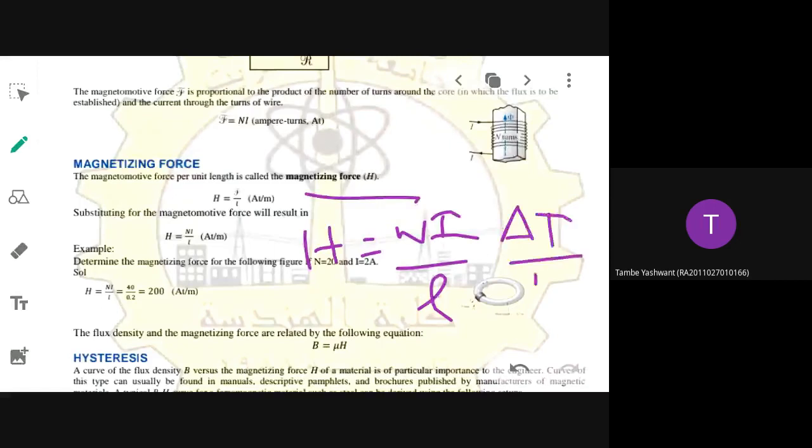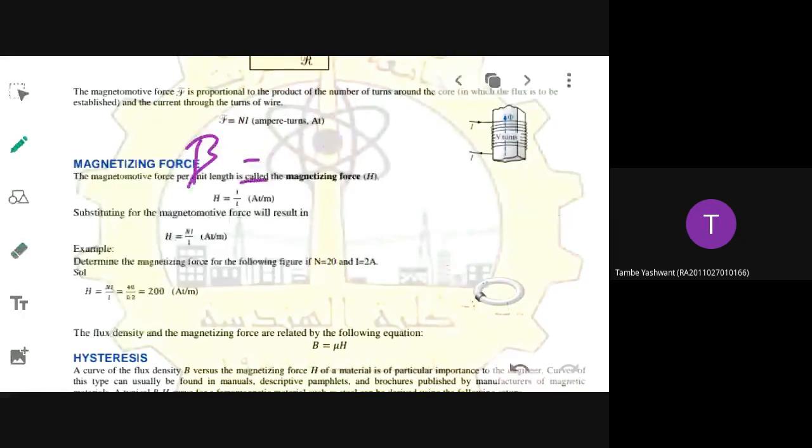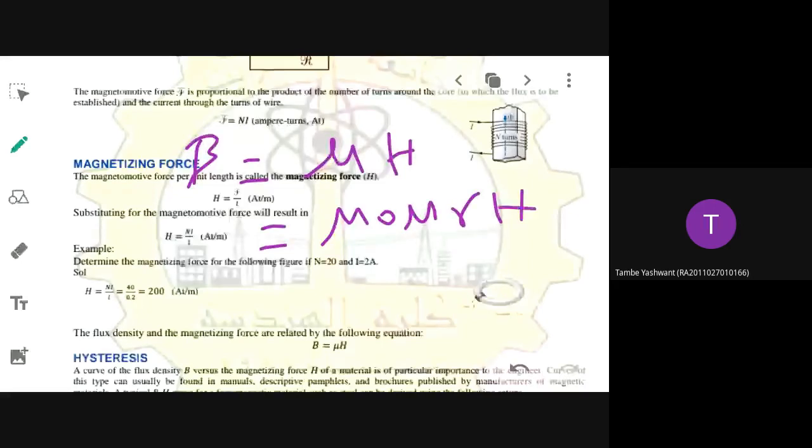And one more formula: B is equal to mu into H, where mu is equal to mu naught into mu r. So B is equal to mu naught into mu r into H. This is another way of getting B. Now you know that B is given by phi divided by A also. And you know what the formula for H is. Ni by L. So B is mu naught mu r times Ni divided by L.